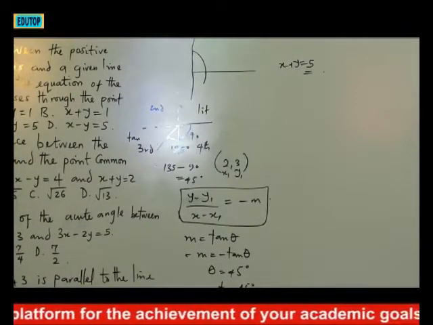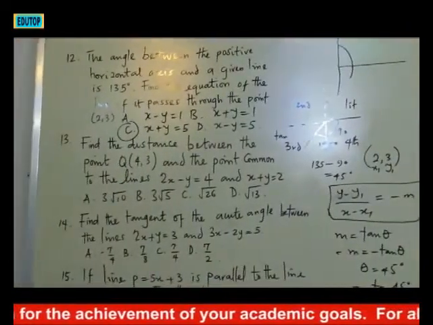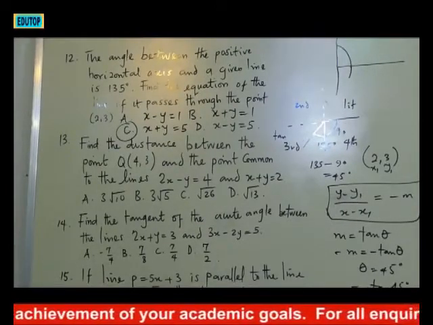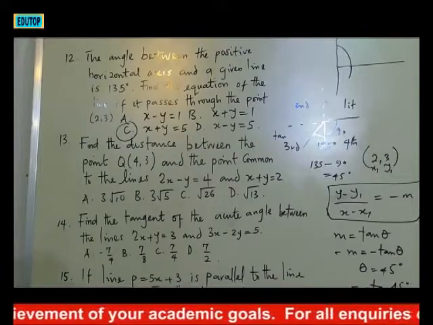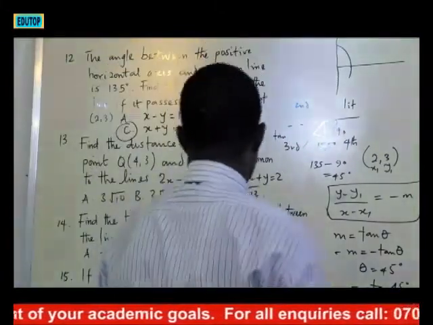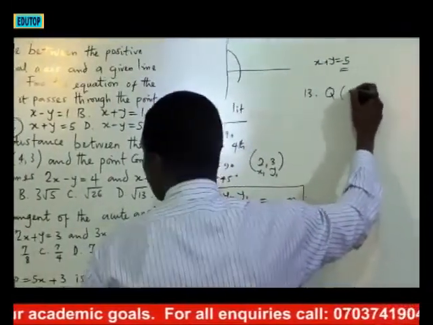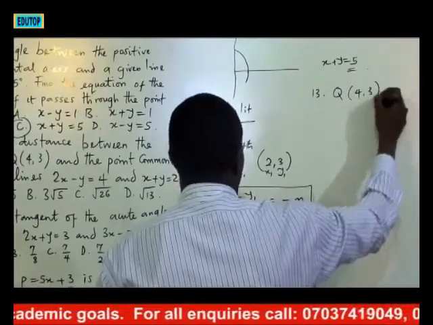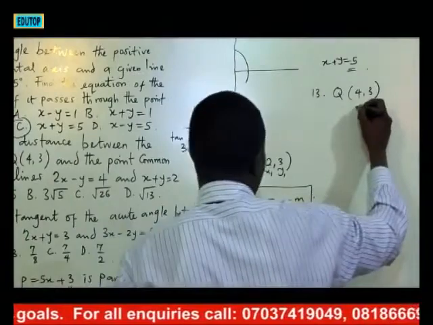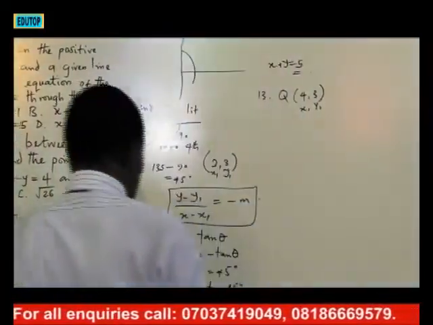Then the next question, that's question 13. Find the distance between the point Q (4, 3) and the point common to the lines 2x minus y equals 4 and x plus y equals 2. So in this situation, we've been given a particular point, Q equals (4, 3), which means our x1 is 4, our y1 is 3.